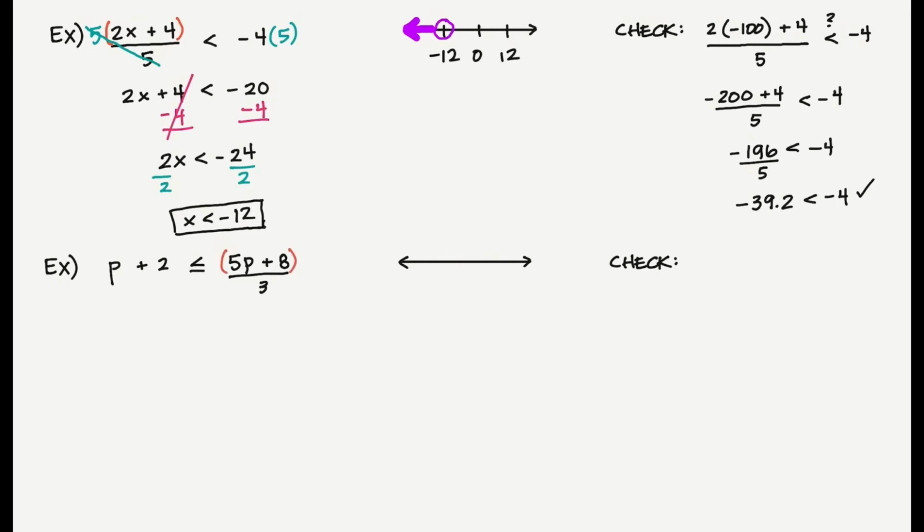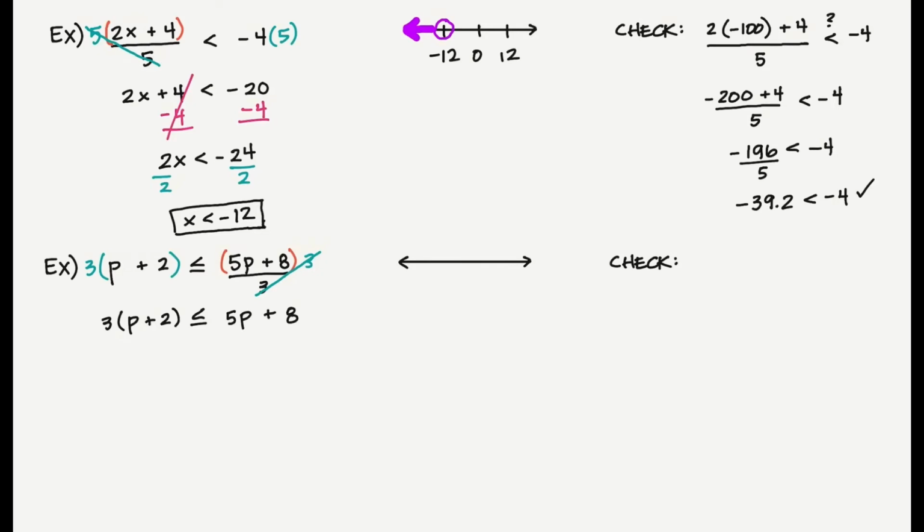Again, everything on top is trapped in, so I need to multiply both sides by 3. When I say both sides, that means everything on the left-hand side also needs to be multiplied by 3. So now it looks like it's further complicated, but it really isn't. Let me just show you. So let's rewrite it. 3 parentheses p plus 2 is less than or equal to 5p plus 8.